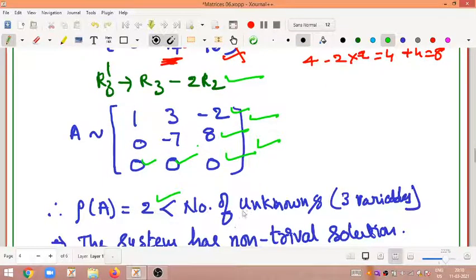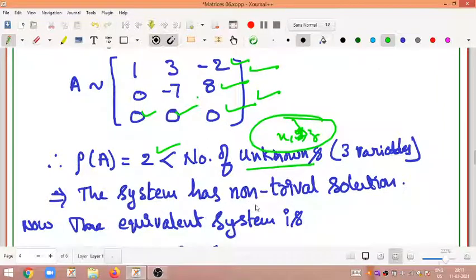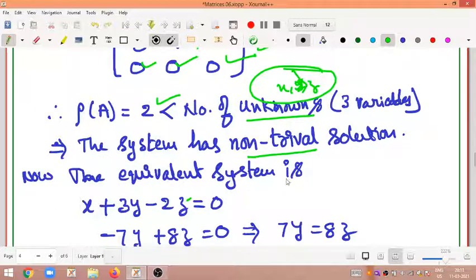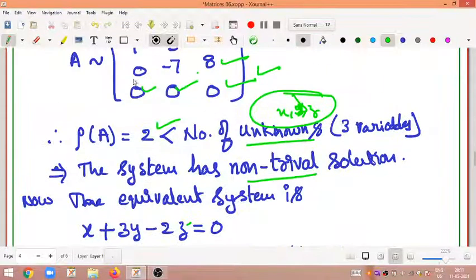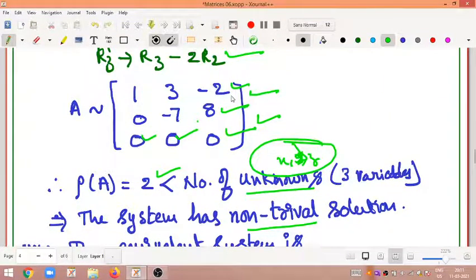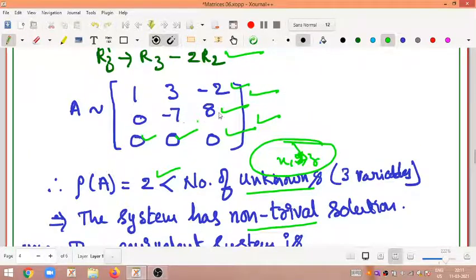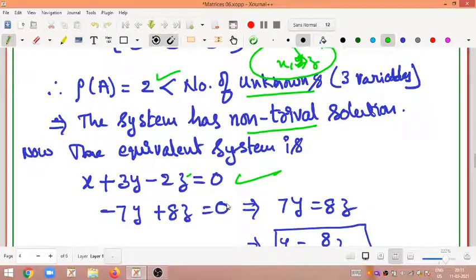Which is less than or equal to the number of unknowns. Unknowns means x, y, z, which are 3. Variables are unknowns, so here 3 unknowns are there. So 2 is less than 3. So this system has a non-trivial solution, and the equivalent system is x plus 3y minus 2z is equal to 0, and minus 7y plus 8z is equal to 0.